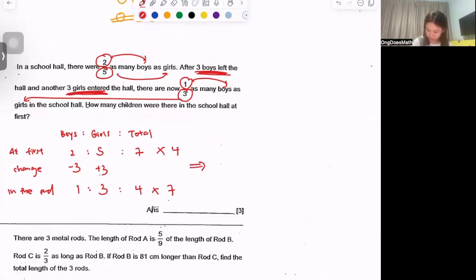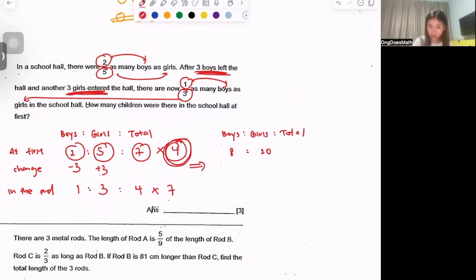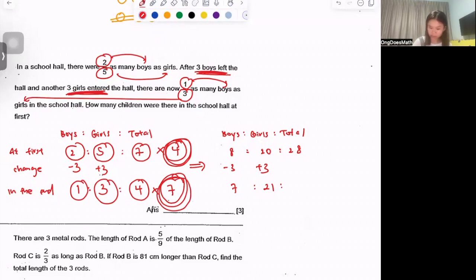So now I will draw at the end. So we have boys, girls, total. At first, it will be 4 times 2, which is 8. 5 times 4, which is 20. 7 times 4, which is 28. The change is still the same. 3 boys left, 3 girls entered. In the end, we have 1 times 7, 7 units here. 3 times 7, 21 units here. And 4 times 7, 28 units here.